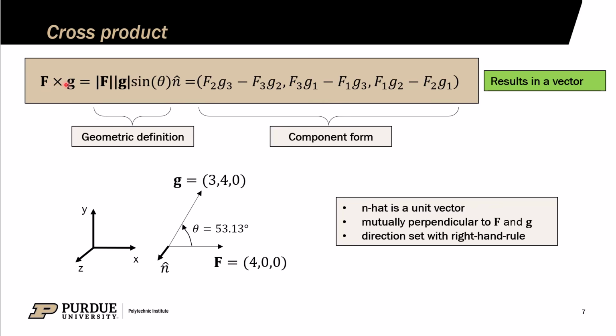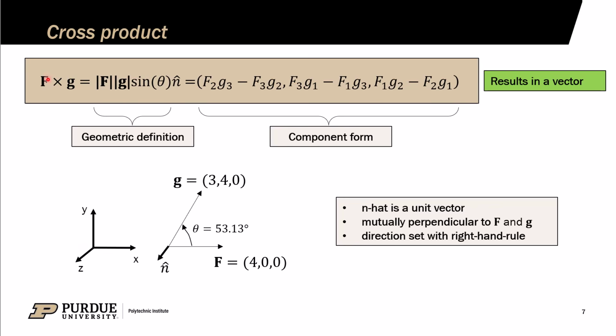Since we're taking f cross g, we start with our right hand. I like to use my fingers pointing out. I've got my palm up in the air. I'm pointing my fingers in the f direction, and then I curl my fingers towards g, and my thumb is pointing out of the page, which I tried to represent here. So n hat is in the positive z direction in this case.